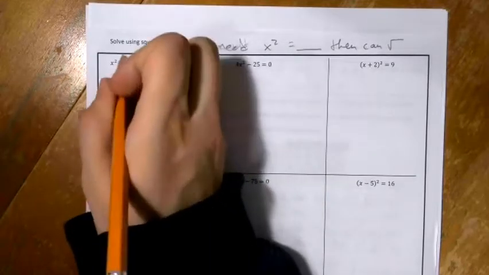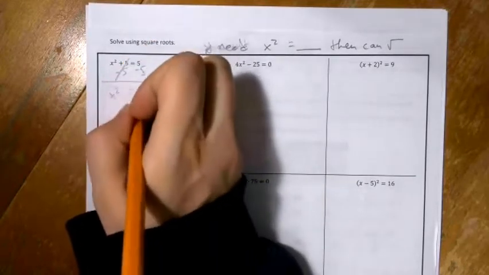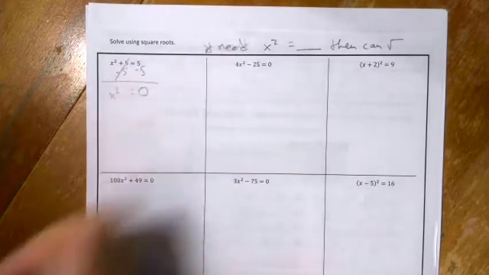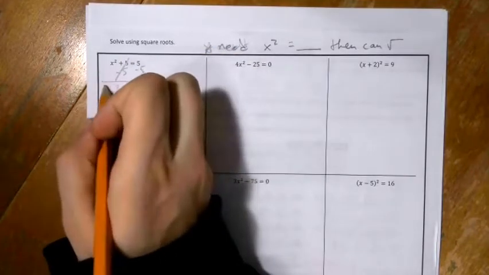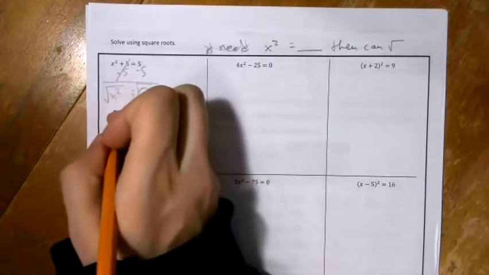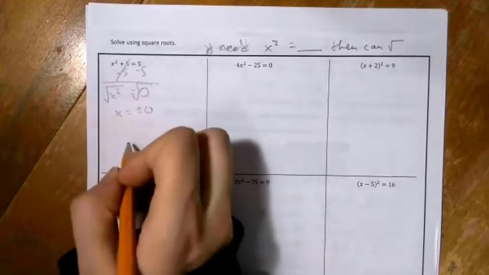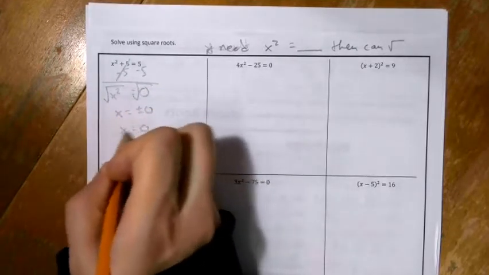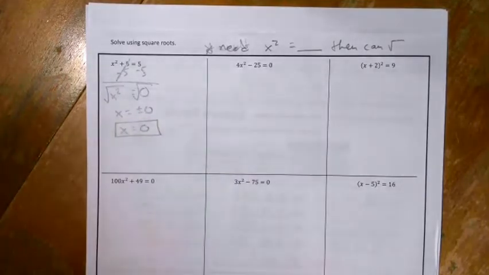We get x squared equals 5 minus 5, which is 0. Well, we have to square root our x squared and we square root our 0, so we get x equals plus or minus 0, which is silly because 0 is just 0. So our first one is x equals 0.